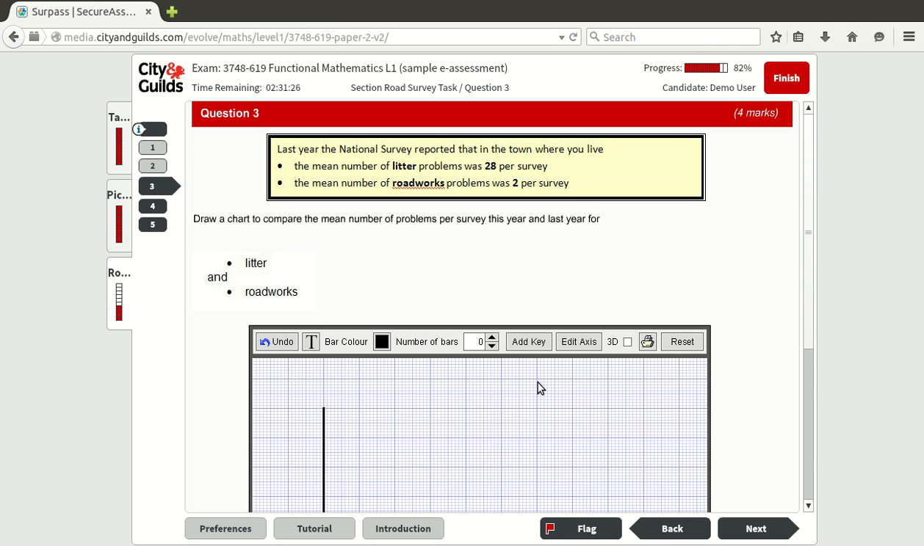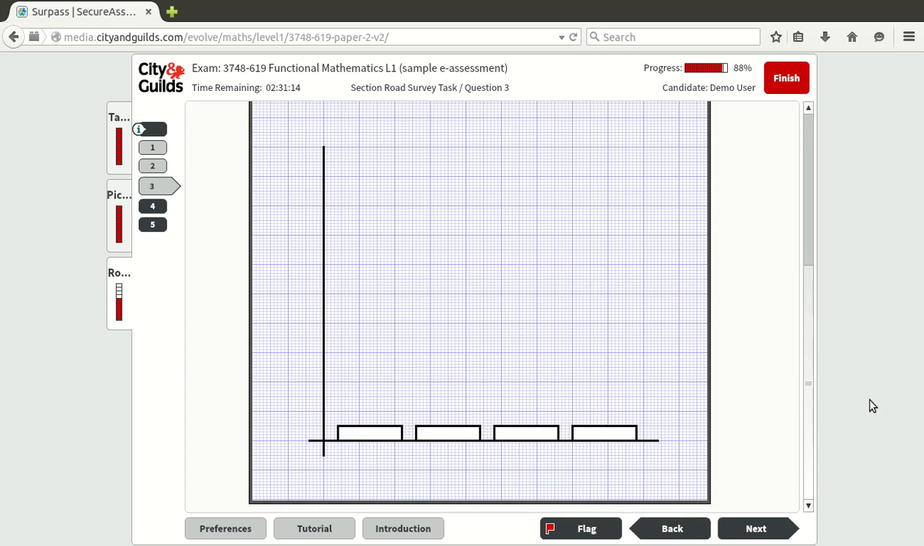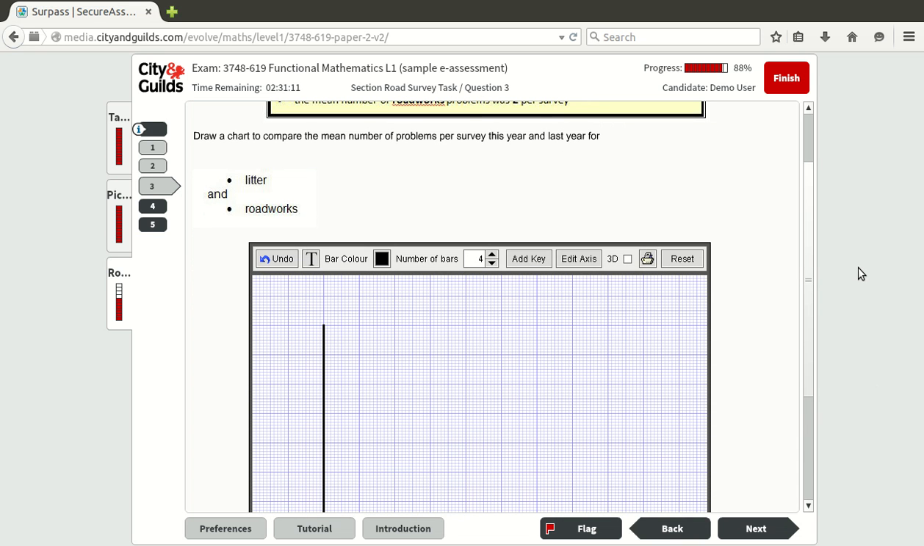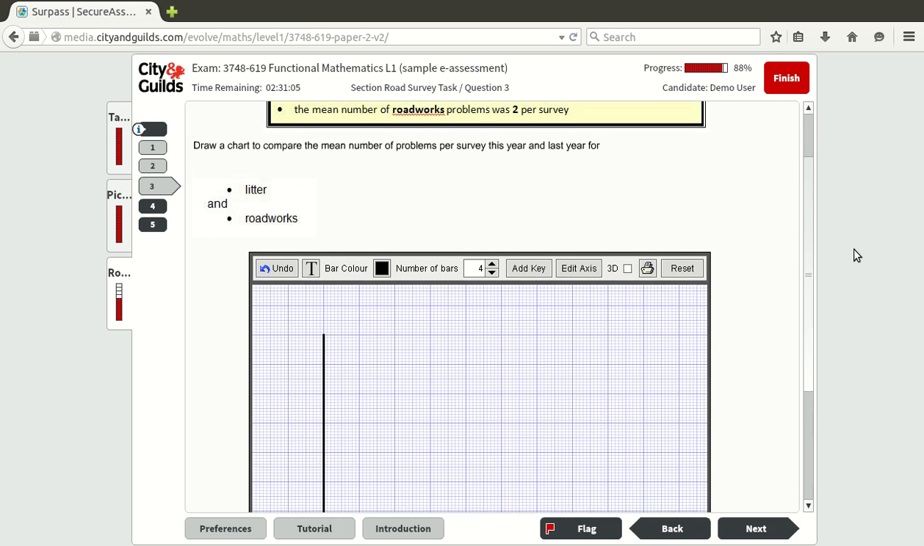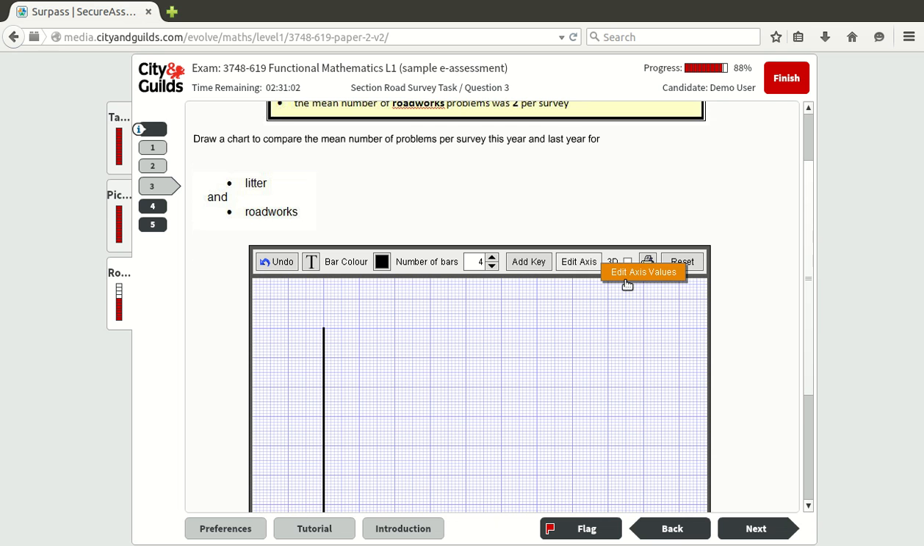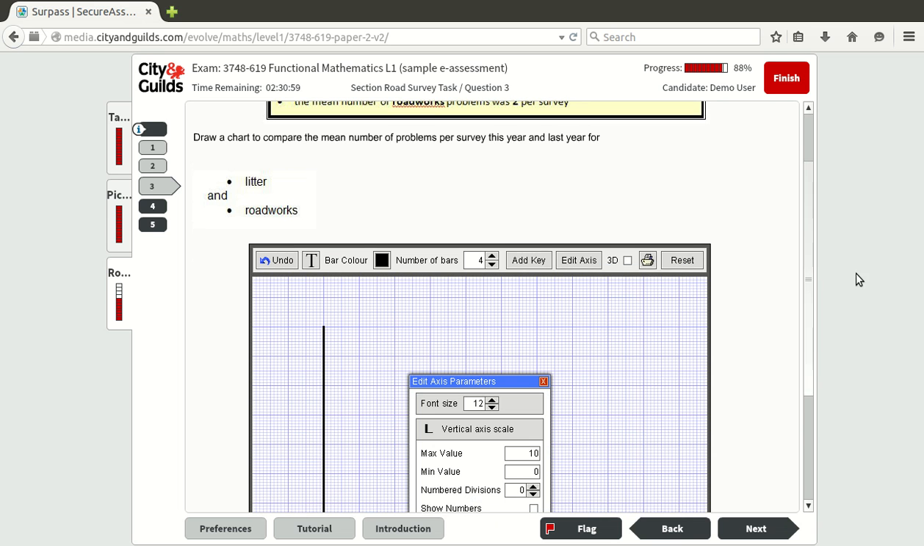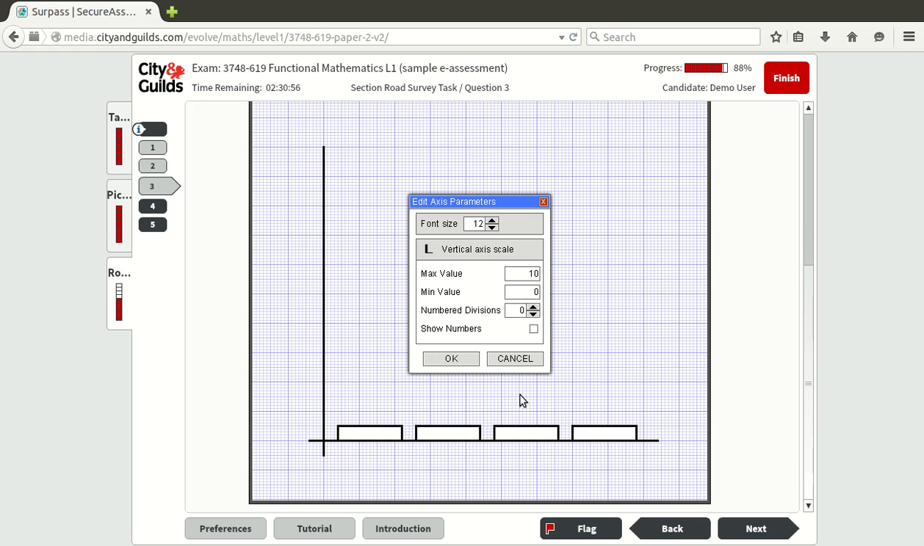So please pay careful attention here. I'm pressing on my arrow 1, 2, 3, 4 times, and if you look down here, those are my 4 bars. Okay, then I'm going to go to edit axis, edit, and then I'm going to choose show numbers, and then I'm going to have my number of divisions as, let's make it 10.